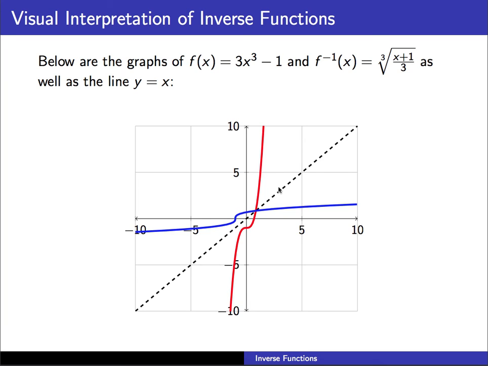So these would be the same distance away from this dashed line, from the red graph and the blue graph, for all those points. So by switching your x and your y, you reflect this original graph in red over this diagonal line to get the graph in blue. And we're going to need to keep that in mind in the next video.